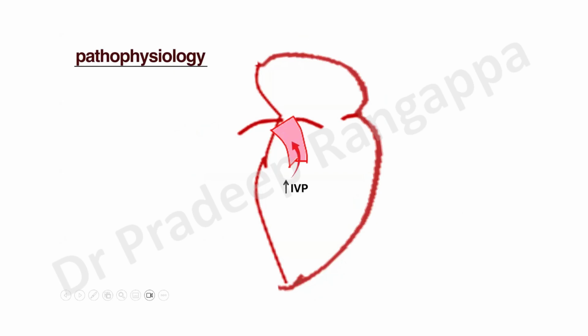Because there is stenosis, the LV has to increase its efforts or increase its pressure. So there is an increase in the intraventricular pressure to eject the blood into the aorta. And because LV is working hard to eject the blood into the aorta, the LV tends to get hypertrophied. So this is the hypertrophy that tends to set in.